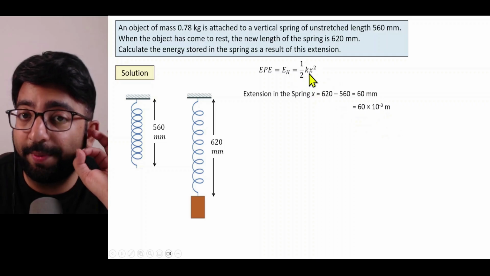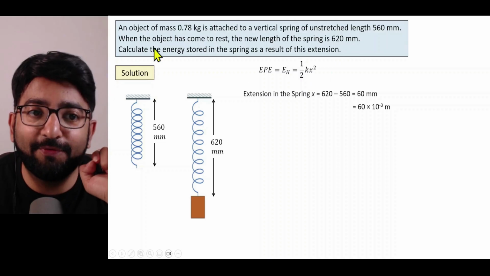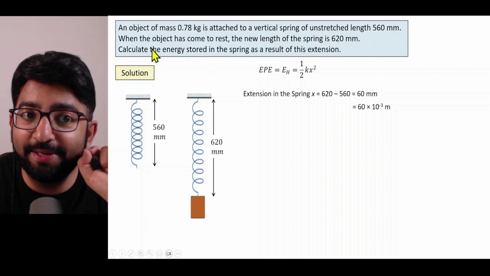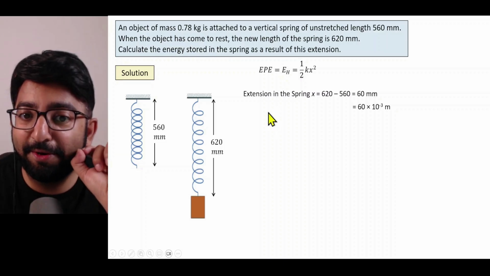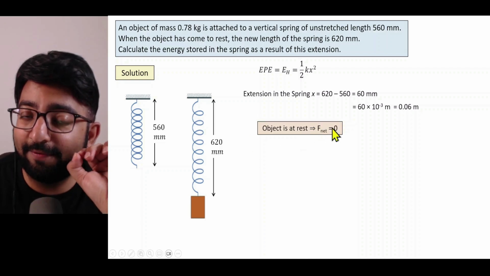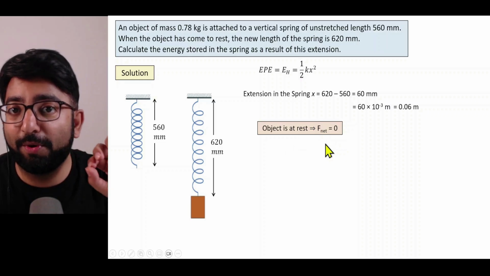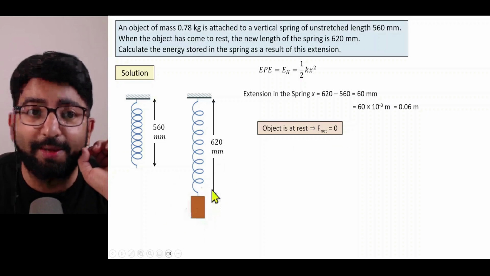Now the value of k, the spring constant, is clearly not given. So how do we figure that out? For that, we have to use this information. It is saying when the object has come to rest. From this information, we can deduce that if the object is at rest, then the net force acting on the object will be equal to zero. Next step would be to identify what are the different forces acting on this object.